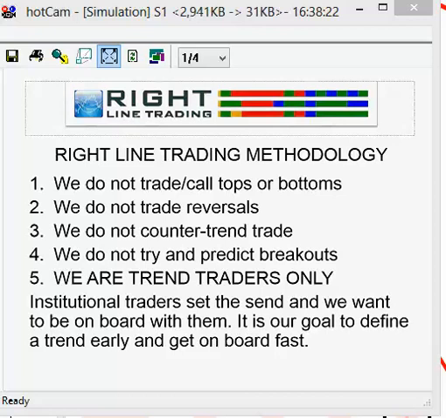And we don't try to predict breakouts. Now, a breakout can be based on market structure and oscillator analysis. But we don't trade breakouts. We are strictly trend traders. And as I mentioned, we believe that institutional traders set the trend, and we want to be on board with them. They're the big money. So our goal with our software is to define a trend early and for us to get on board at a safe place in the trend so that there's a very high probability that the trend will continue. So what we want to do is we get on board in clearly defined trends.